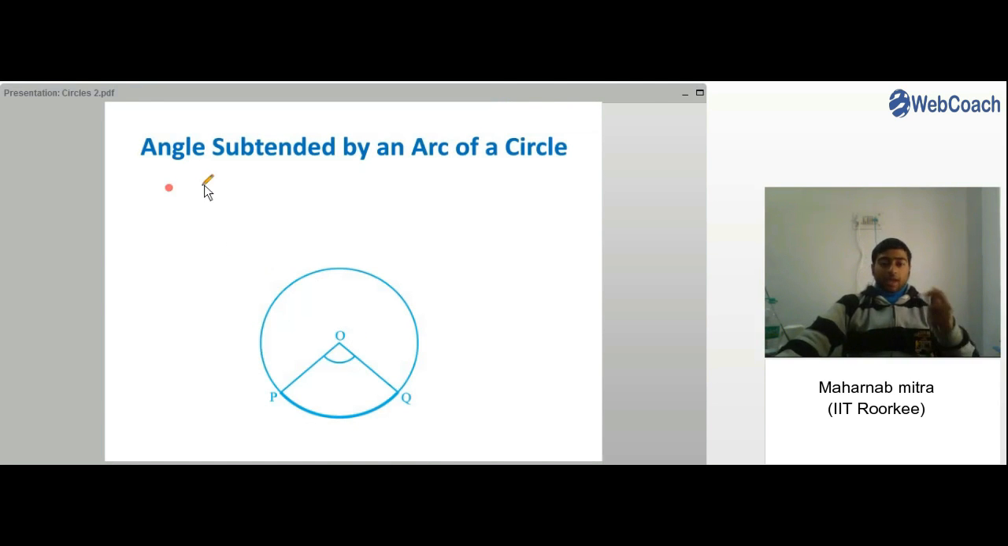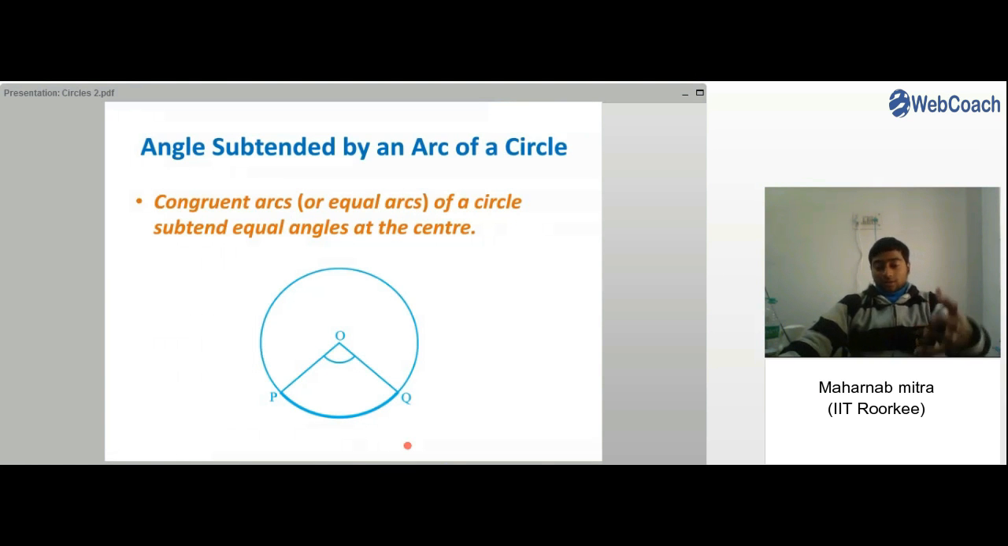So let us jump into the next topic, angle subtended by an arc of a circle. And what is it? If we consider an arc PQ, which is part of a circle, and join the two points with the center, the angle made by those two lines is the angle subtended by the arc at the center. This is the angle subtended by the arc PQ at the center, right?